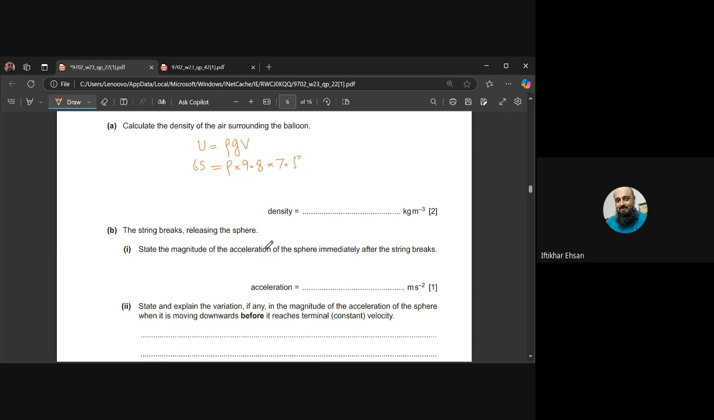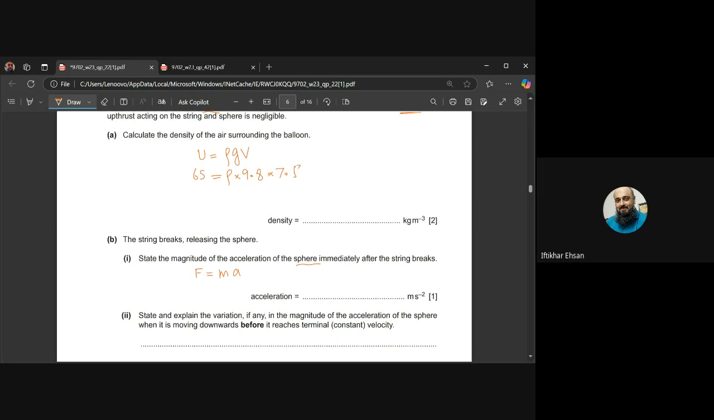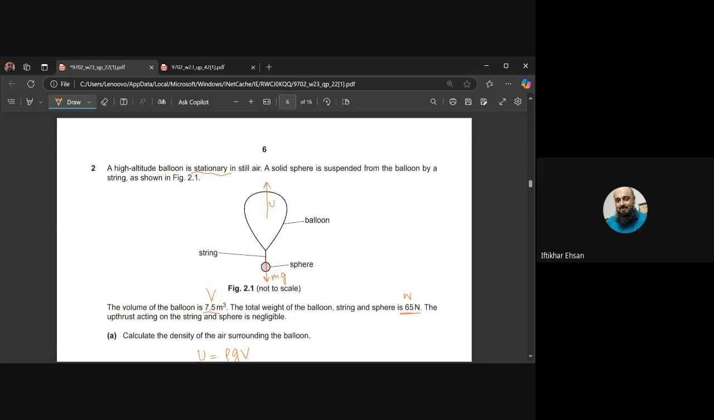State the magnitude of the acceleration of the sphere immediately after the string breaks. It means when the string breaks, the only force acting will be upthrust, and you have to find force equal to ma, and then the initial force. Okay, this is asking about the sphere. So the force which is making the sphere move downward after it is broken.